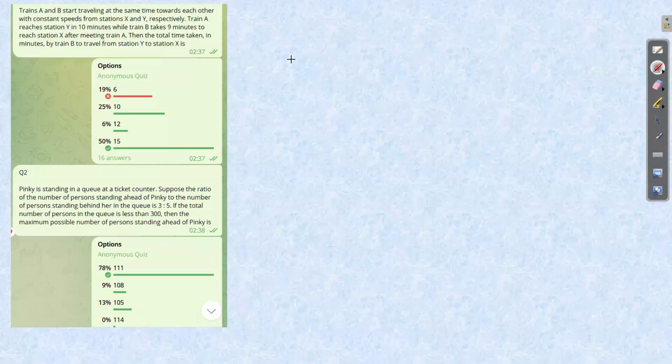Let's go through all the past track questions of today's session. Question number one: trains A and B start traveling at the same time towards each other with a constant speed, from X to Y. So let's say this is X and this is Y, and this is the meeting point Z.